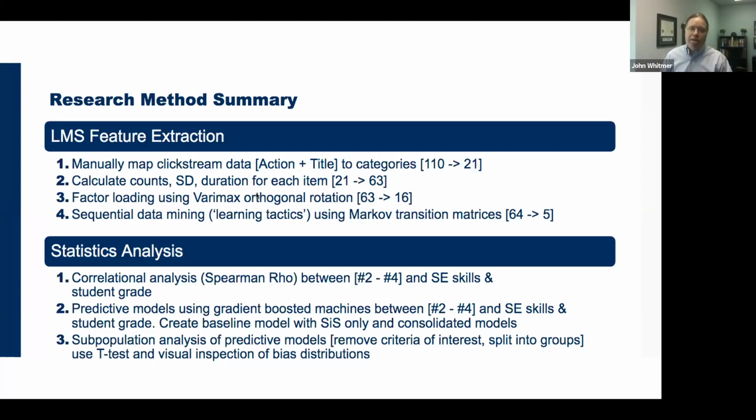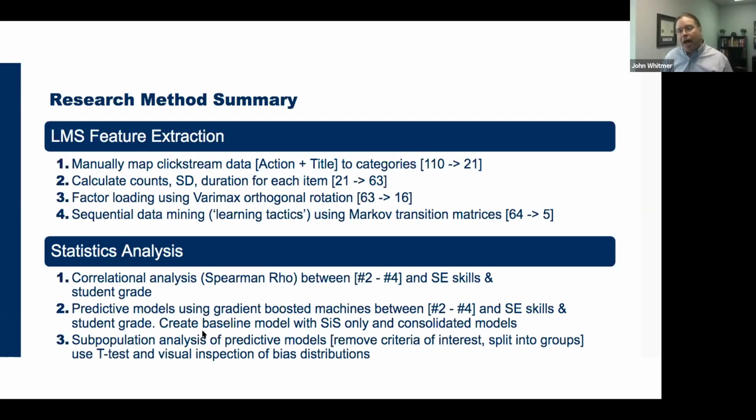We also did sequential data mining to come up with learning tactics. Again, that's in the full paper, and we won't talk about that today. Then we did correlational analysis between each of these items in 2 to 4, and the social and emotional skills and student grade, and created predictive models using GBM. We also looked at logistic regression techniques and found gradient boosted beat them by quite a bit, so we stuck with gradient boosted machine learning techniques.